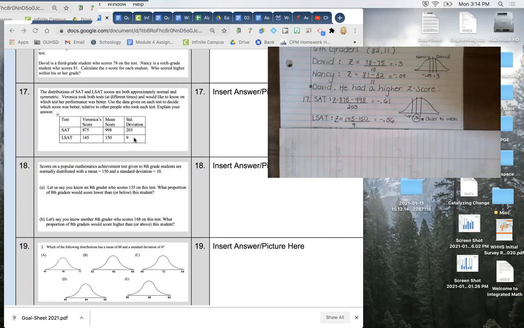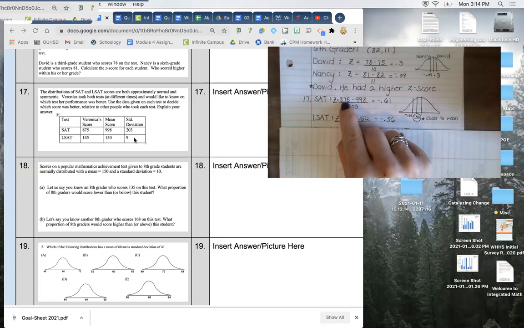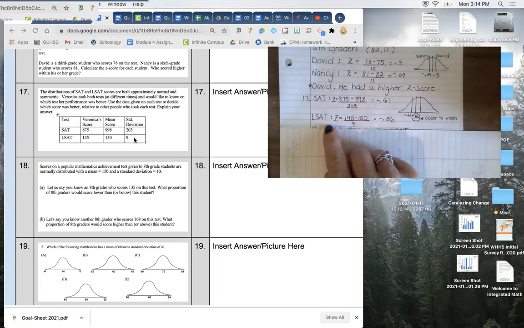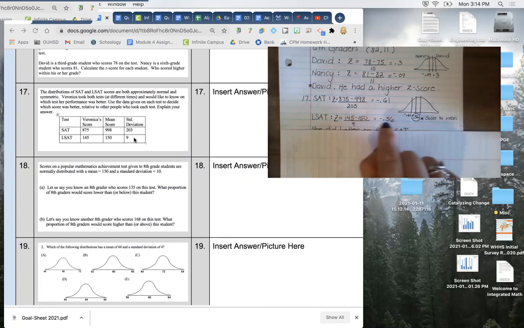On the SAT, the z-score would be her score, 875, minus the mean over the standard deviation. She got a negative 0.61. On the LSAT, she scored a 145. I subtract the mean and divide by the standard deviation, and I get negative 0.56.